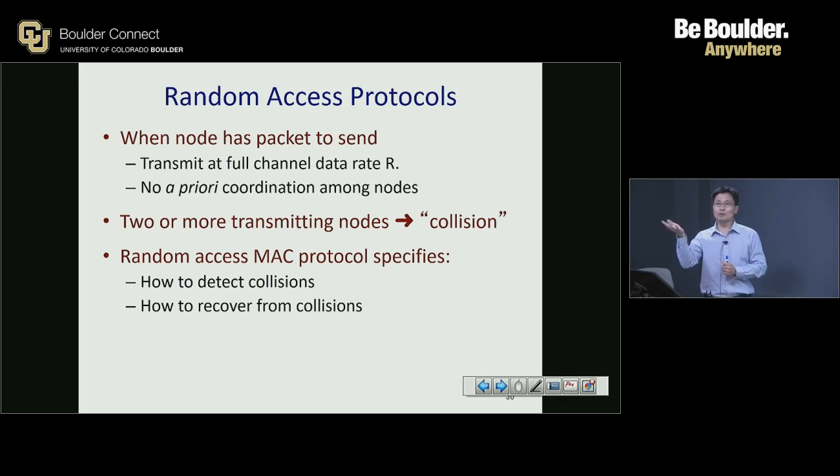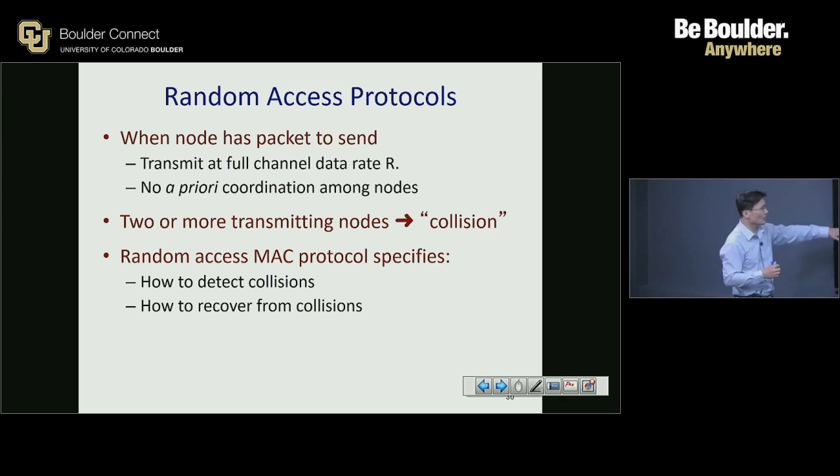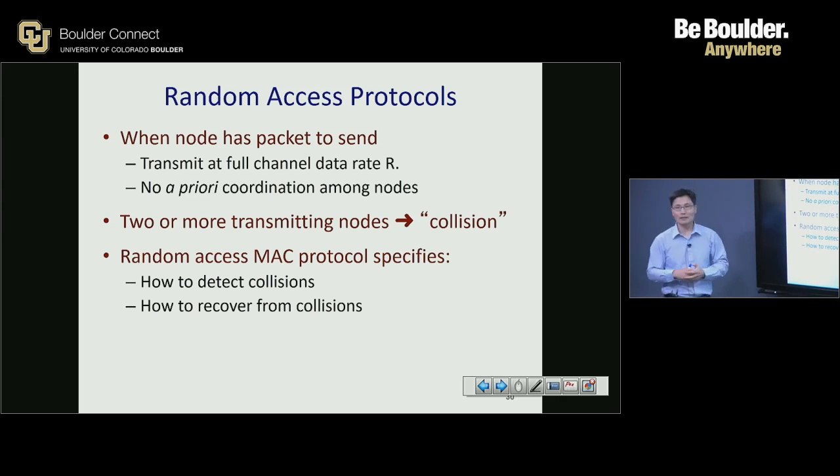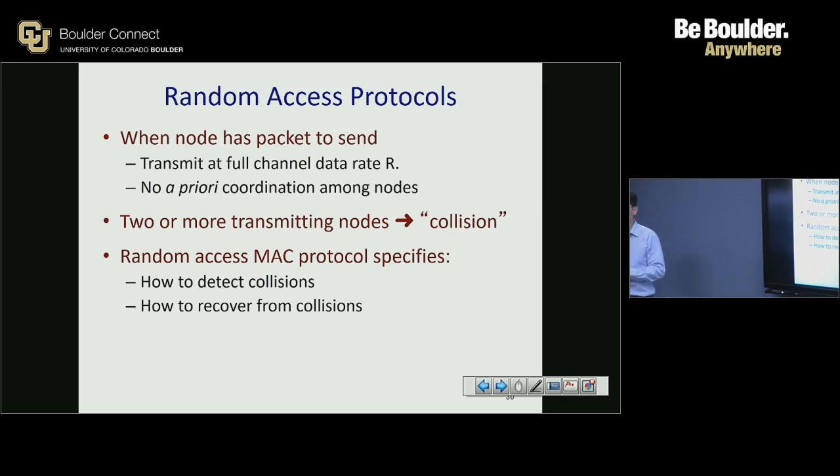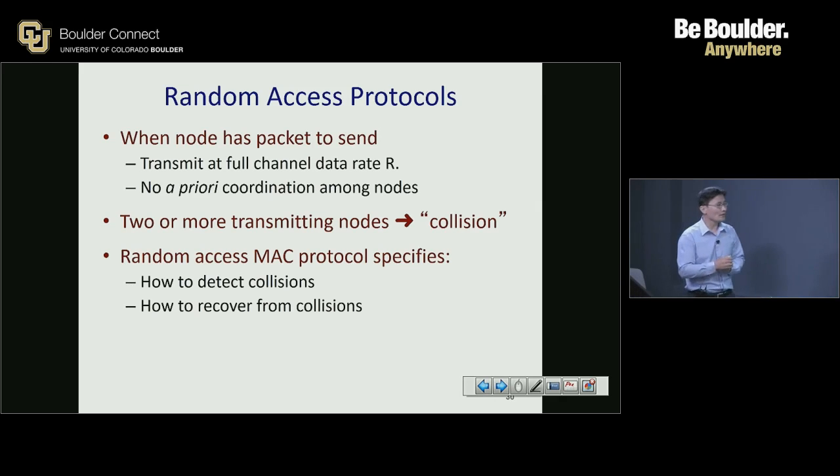But when more users try to send, then we have more collisions, right? How to deal with these collisions is what random access protocols specify: how to detect collisions and how to recover from them. One example is like this: you just send it, and then see whether some kind of collision happens. Then you may wait for a random time and try again, and things like that. That's pretty much common sense, right?